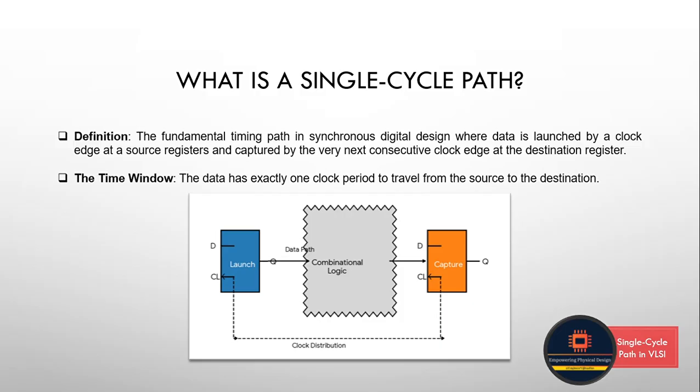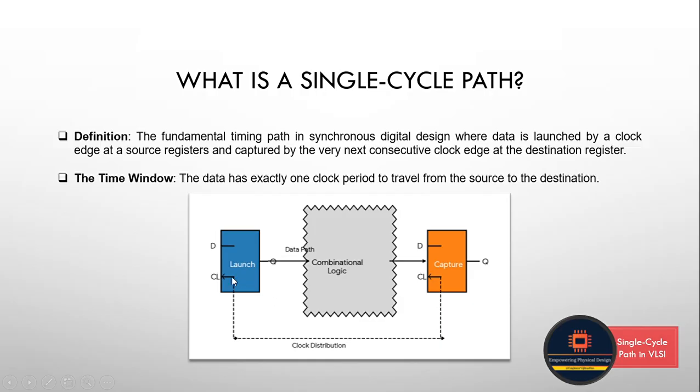So what exactly is a single cycle path? Think of it as the default way data travels inside a chip. Now you have a starting point, that is the launch flip-flop. You have an ending point, that is the capture flip-flop. Now here comes a golden rule. So what does that golden rule say?